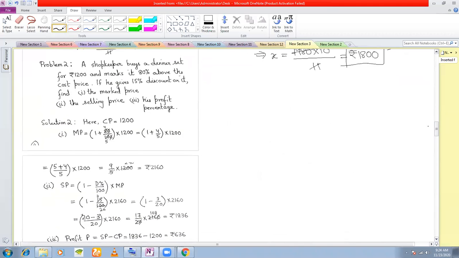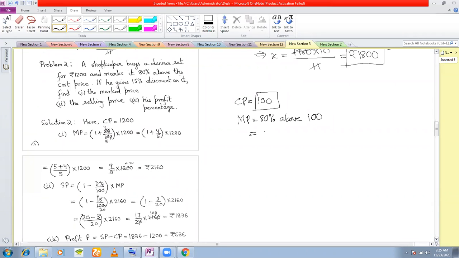Next, a shopkeeper buys a dinner set for 1200 rupees and marks it 80% above the cost price. What do you mean by marking it 80% above the cost price? Suppose the shopkeeper buys the dinner set for, say, rupees 100. That means it is his cost price. Okay, and he marks it at 80% above this. Marks it at means the mark price is 80% above 100. So what does it mean?